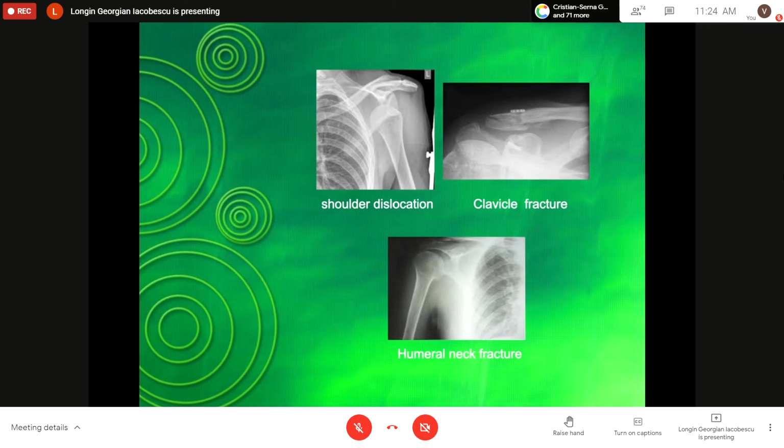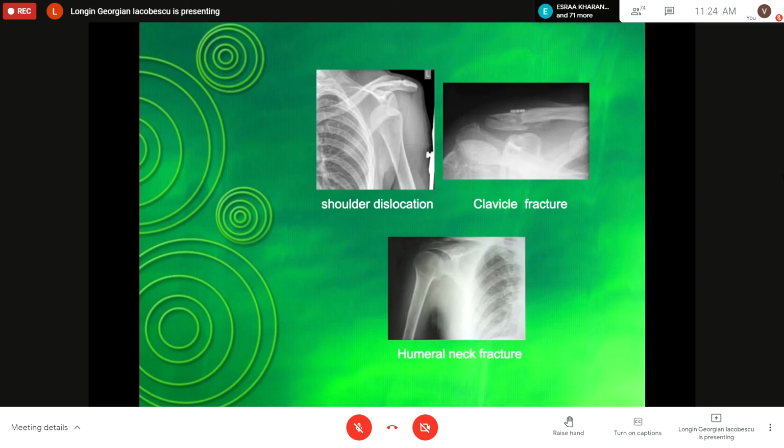Another example, you have over here a humeral neck fracture. You apply the Neer classification, and you conclude that applying the Neer classification, this type of humeral neck fracture can also have a Desault bandage immobilization.